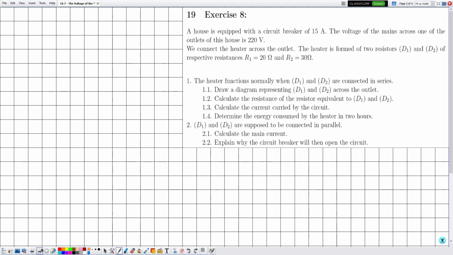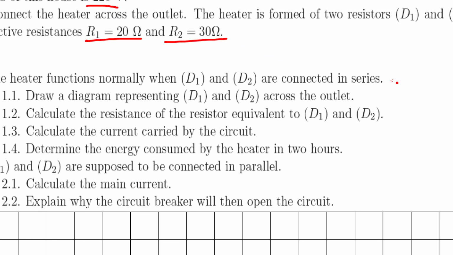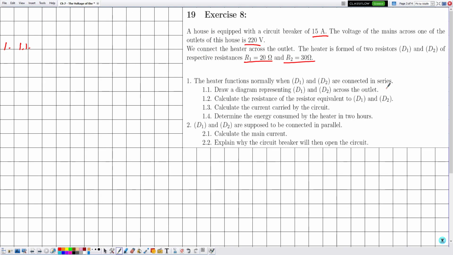Now let's move to the next exercise, which is exercise 8. They are telling us a house is equipped with a circuit breaker 15 amperes. The voltage of the mains across one of the outlets of this house is 220 volts. We connect the heater across the outlet. The heater is formed of two resistors D1 and D2 of respective resistances R1 and R2. Number 1. The heater functions normally when D1 and D2 are connected in series. 1.1. So draw a diagram representing D1 and D2 across the outlet.